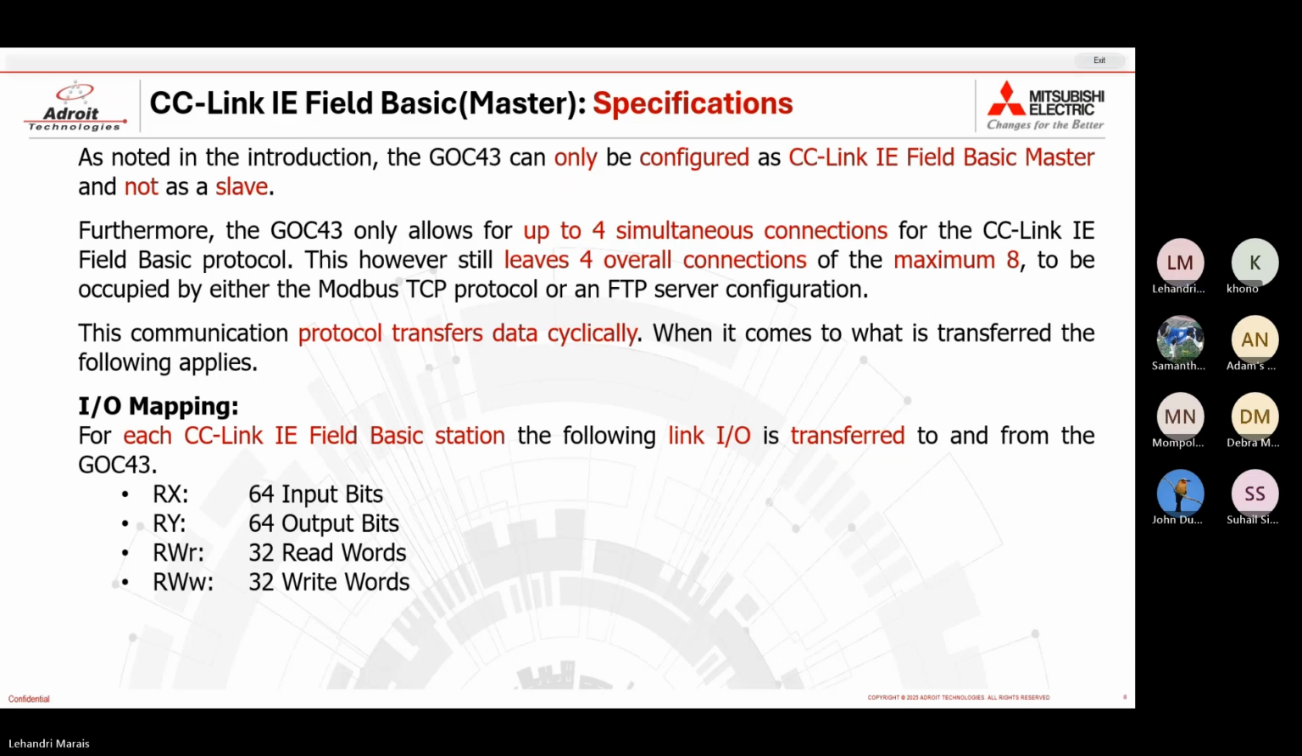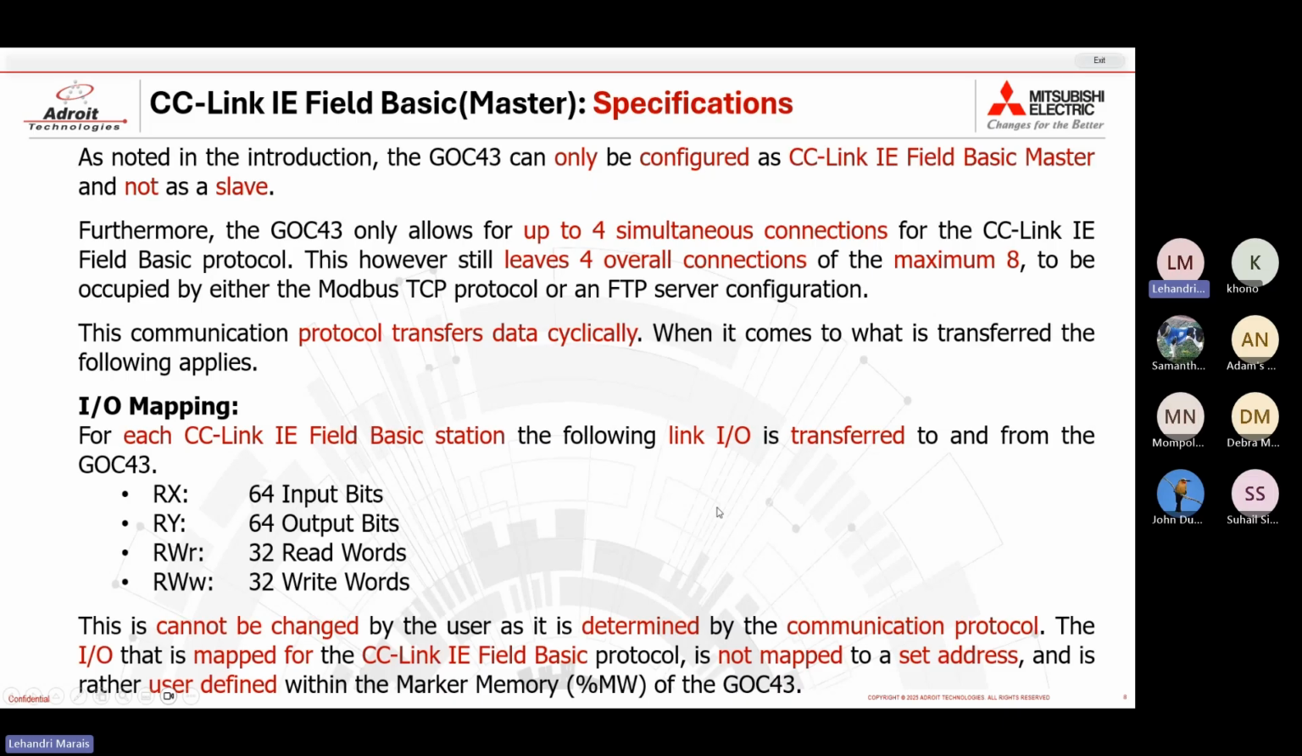There are 64 input bits, 64 output bits, 32 read words, and 32 write words that are transferred between the CC-Link IE Field Basic Master and slave station. Now, this IO or data transferred cannot be changed by the user. This is determined by the communication protocol. And each slave device will have its own IO table for what is being transferred, which we will be covering for the VSDs today.